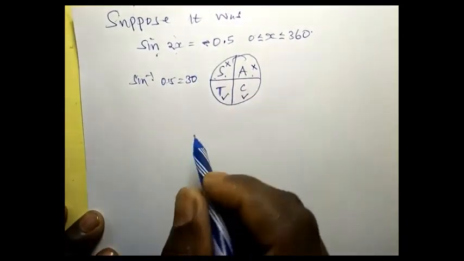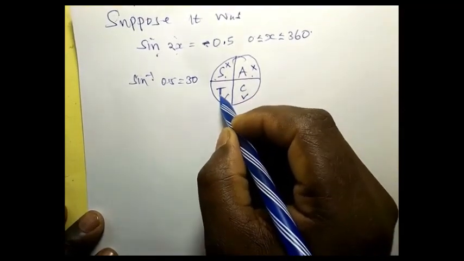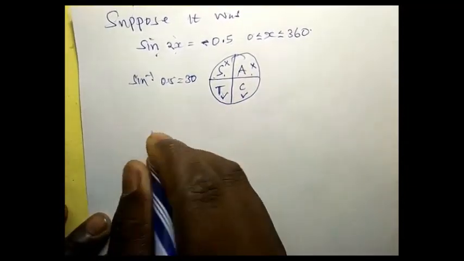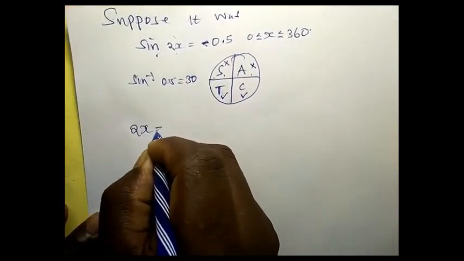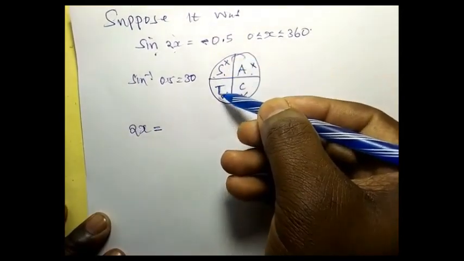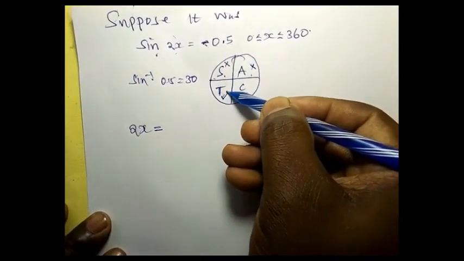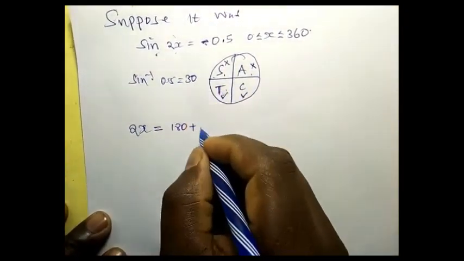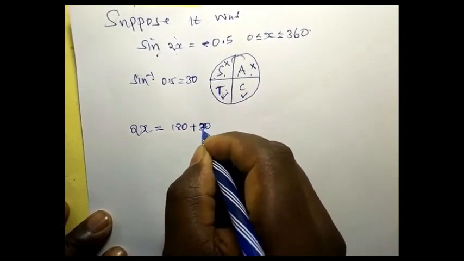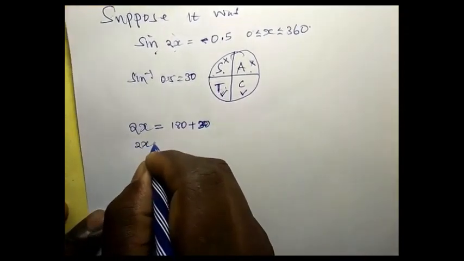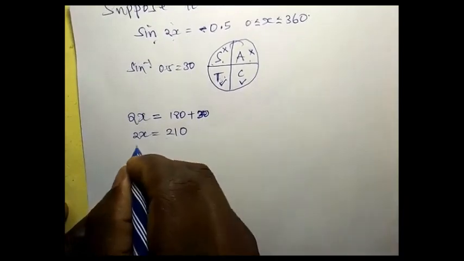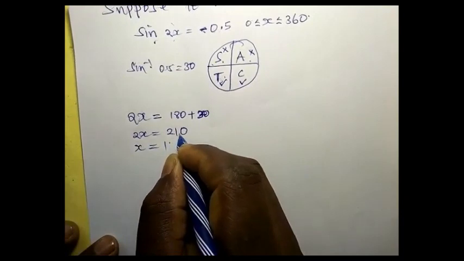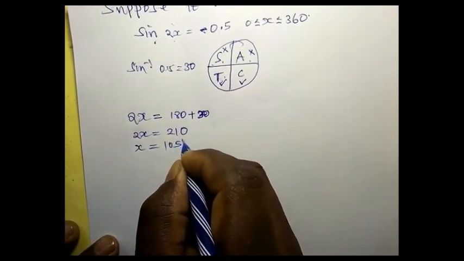So if it was negative, it means that the sine is negative at where the tangent is, where the cosine is. Now that we have 30, our first angle will be 2x equal to the third quadrant. How do we get an angle in the third quadrant? The third quadrant is 180 plus theta, and our theta is 30. So 2x equal to 210. x equal to a half of that, which is 105 degrees.